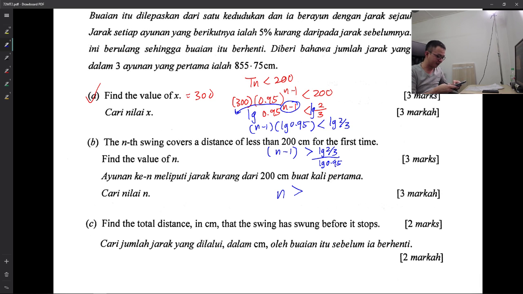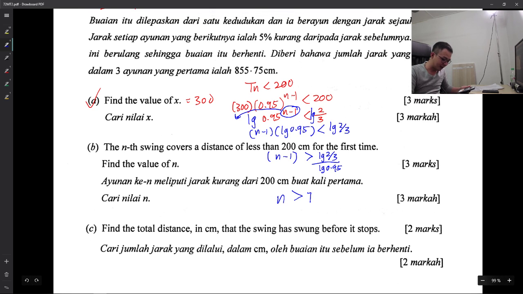So I just type the things into my calculator. Log 2/3 divided by log 0.95. Yeah, I will get the value bigger than 7.990, plus 1, because the minus 1 I move to the other side becomes plus 1, right? So n must be bigger than 8.9. So therefore, the n value is 9. Okay, so the n value equals 9.